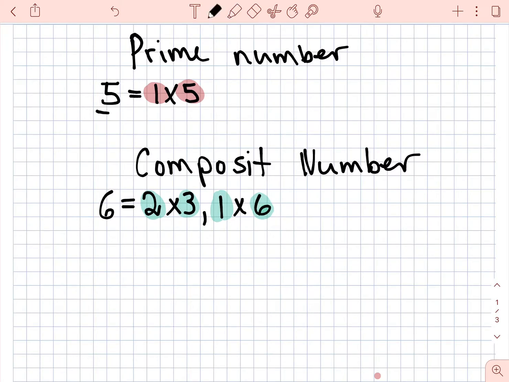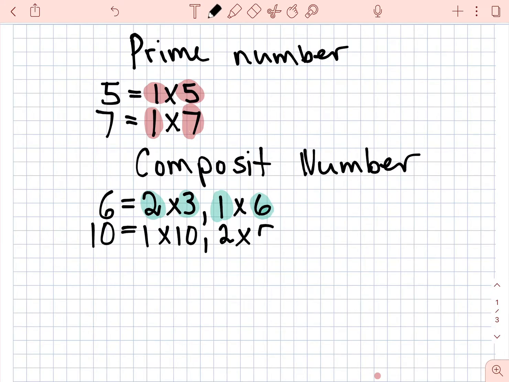How about the number 7? The only way to make the number 7 is 1 times 7. So 7 is another prime number. It only has 2 factors, 1 and 7. Well, how about the number 10? 10 is a composite number because we can multiply 1 times 10, but we can also multiply 2 times 5. So we can see that 10 has 1, 2, 3, 4 factors and is therefore a composite number.